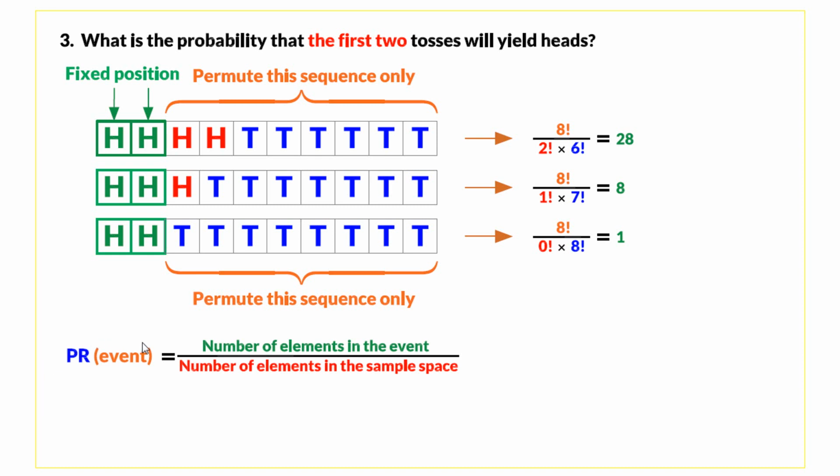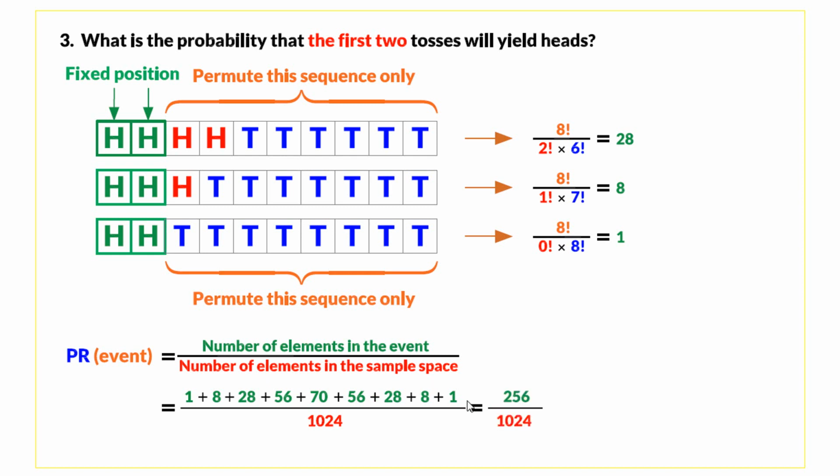And now we compute the probability of this event by dividing the number of elements in the event over the number of elements in the sample space. So this sum here is the number of elements in the event, and this is equal to 256 possible favorable outcomes divided by the number of elements in the sample space, and this is equal to 1 over 4, which is 0.25.